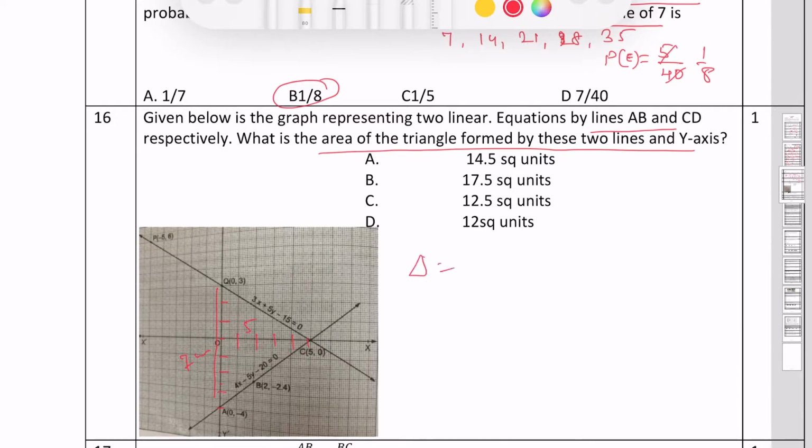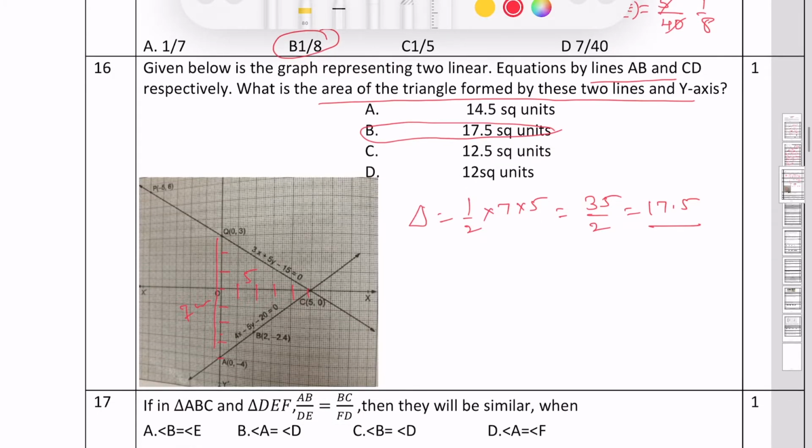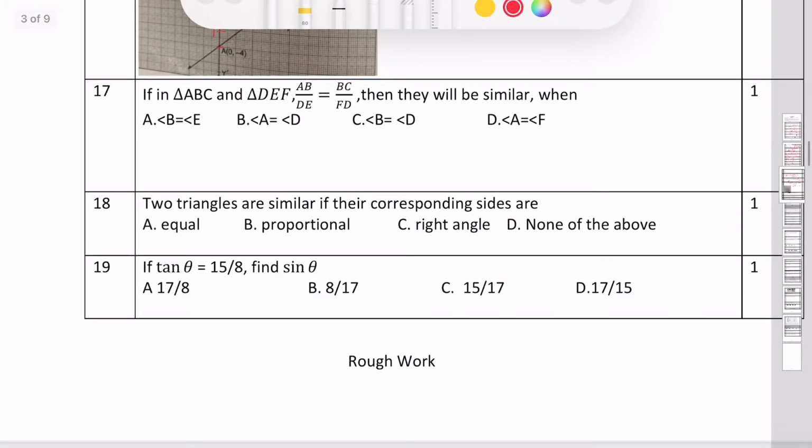So what will be the area? Half 7 into 5. That is 35 by 2. That is 17.5 square units. So B option will be correct. Question number 17th.